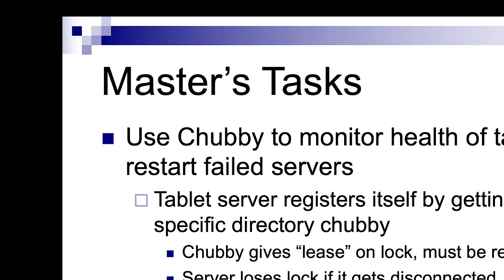Chubby. Chubby gives a lease on the lock that must be renewed periodically. Servers lose locks if they get disconnected. The master monitors this directory to find which servers are alive. And if the servers are not contactable or have lost the lock, the master grabs the lock and reassigns the tablets. GFS replicates the data, and it prefers to start a tablet server on the same machine that the data is already at.